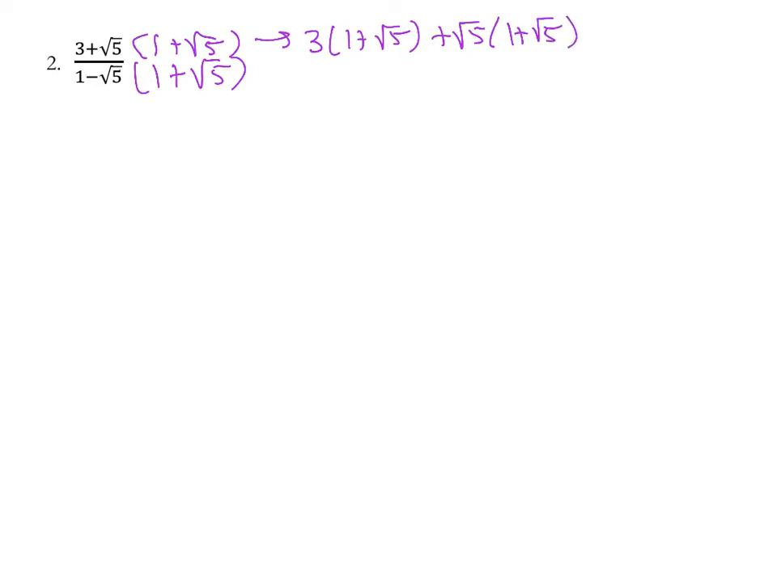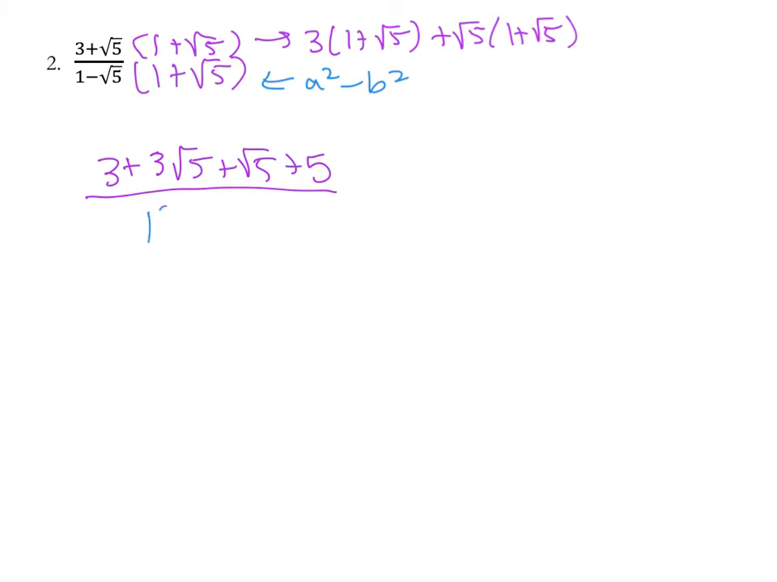So we're going to get on the top 3 plus 3 radical 5. And then if I multiply the radical 5, that's plus radical 5. And at the end, radical 5 times radical 5, remember, is just 5. And then on the bottom, I'm going to use the shortcut. I'm going to do a squared minus b squared. So we're going to get 1 squared minus radical 5 squared. And we just keep simplifying here.